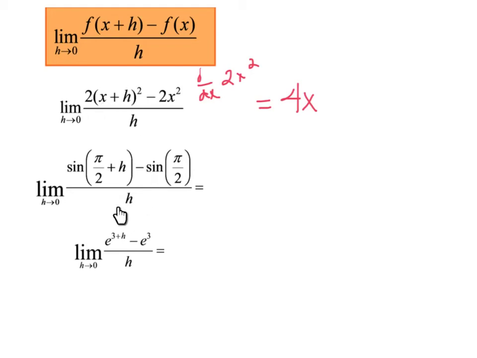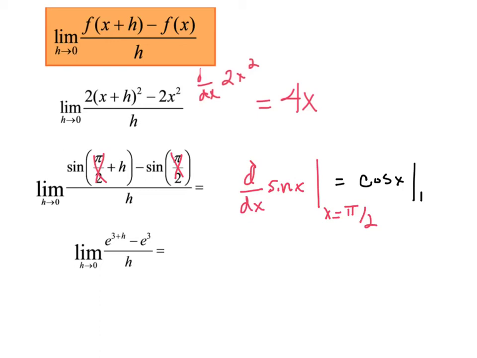Now this one looks a little different because it's not x. Well, what this is saying is what's the derivative of sine at pi over 2. That's it. So you just kind of say, well, let's pretend these are x values. Okay, what's the derivative? Well, the derivative of sine is cosine. The cosine of pi over 2 is 0. That's it.